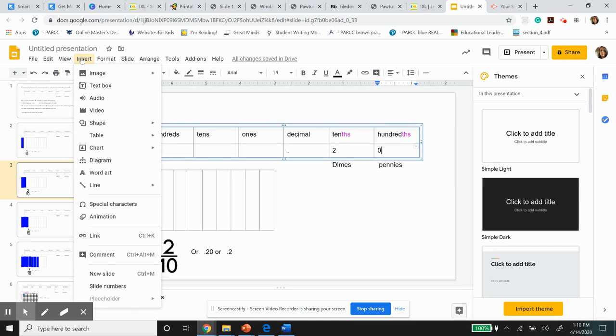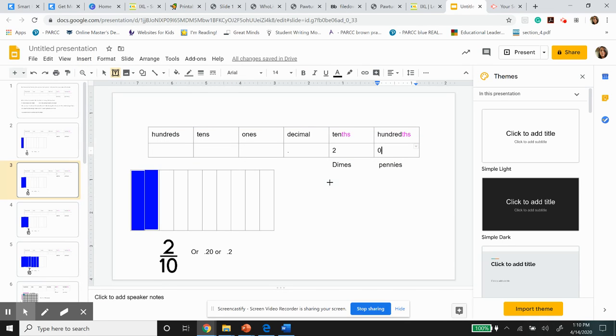Let's look at that quick. We could also say, let's do a text box here. We could also say 20 hundredths, right? So we could say 2/10 or 20 hundredths. And if we did our rule, right, remember when we did our arrows, right?